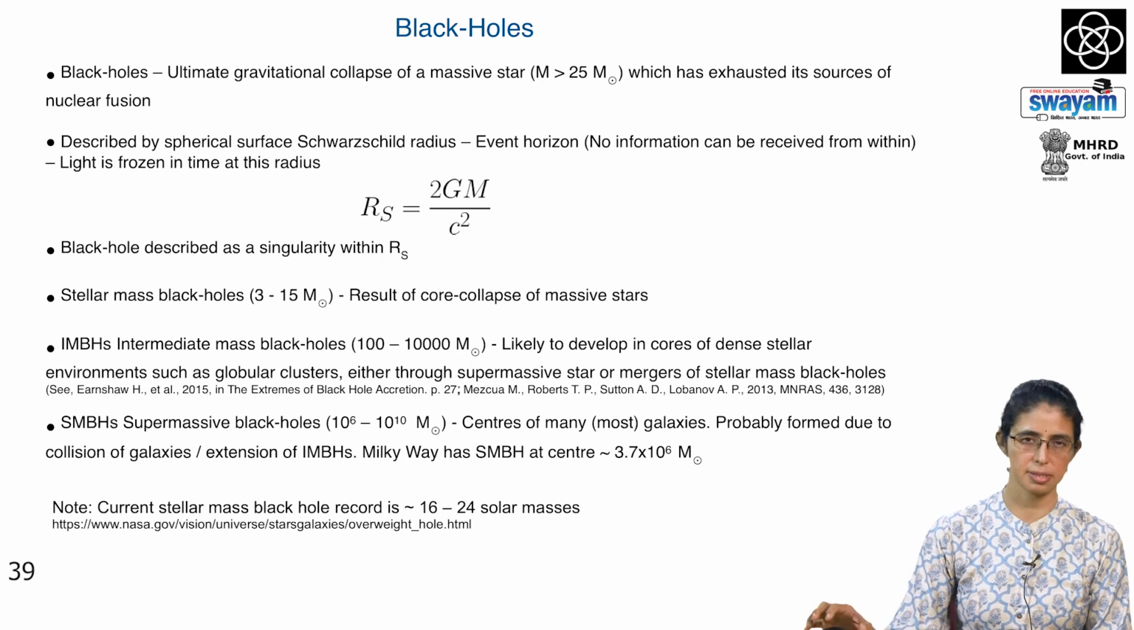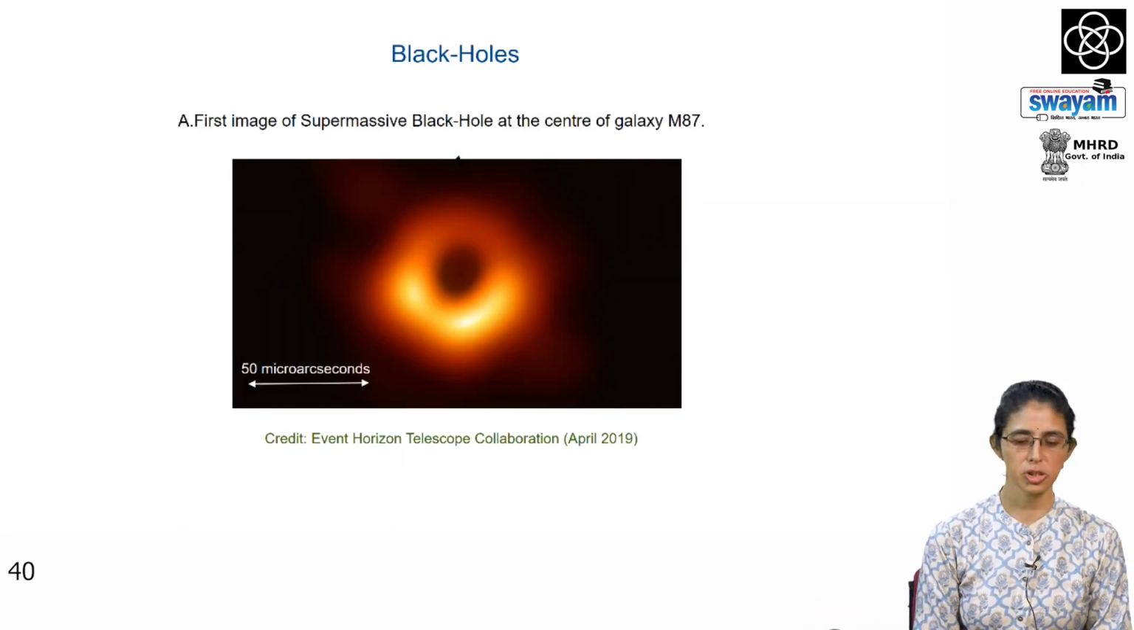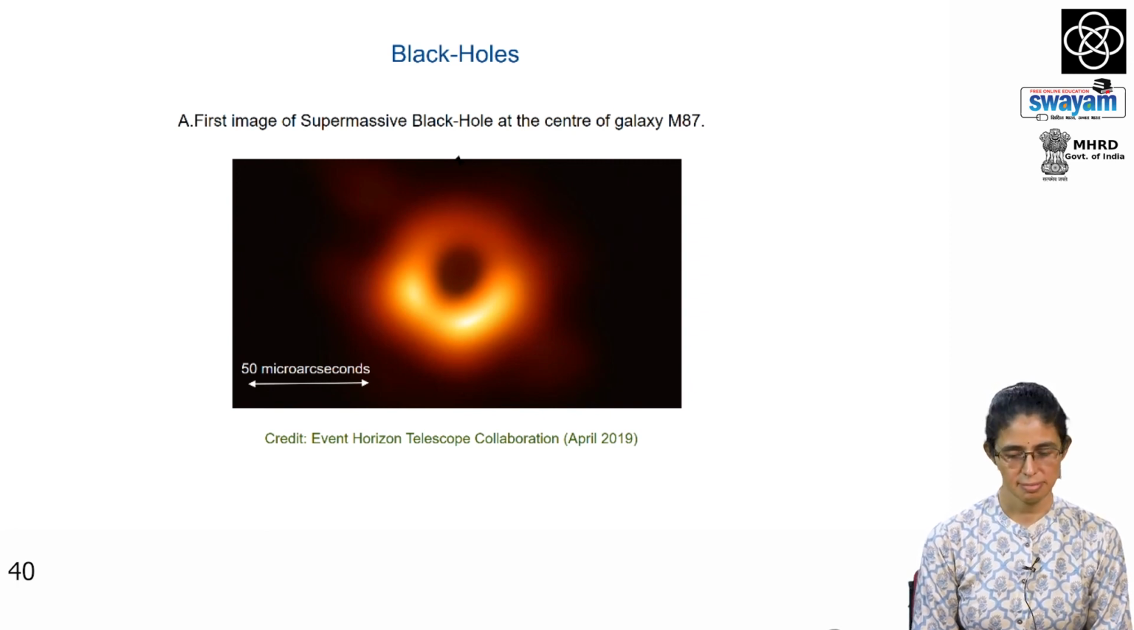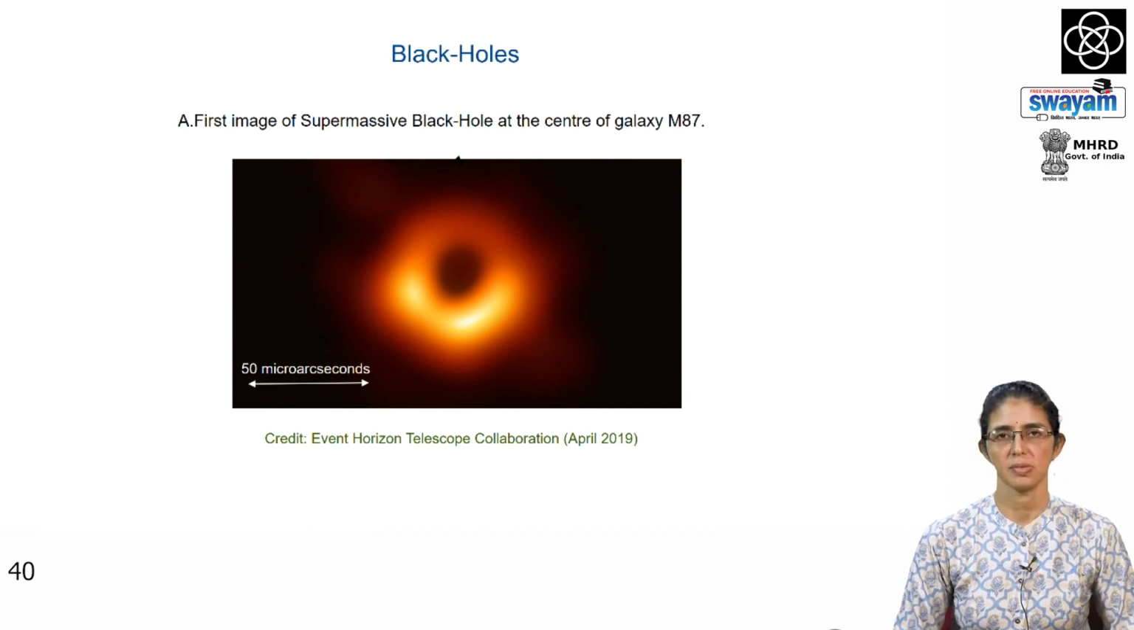This is the first picture of a supermassive black hole that has been taken very recently in April 2019. This shows the center of the galaxy M87, and this has been carried out by a large collaborative effort in the Event Horizon Telescope collaboration.